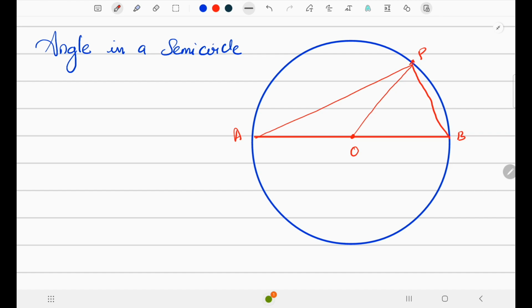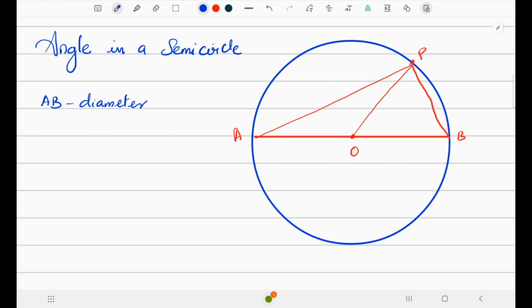Consider 3 points A, B, and P on the circumference of a circle. Right? AB is the diameter, as shown in the diagram. The center is O.